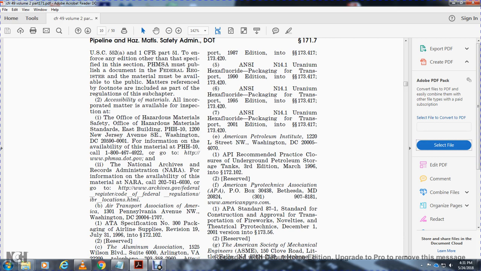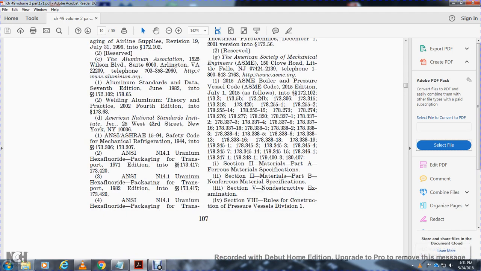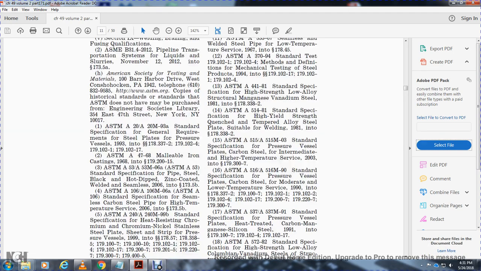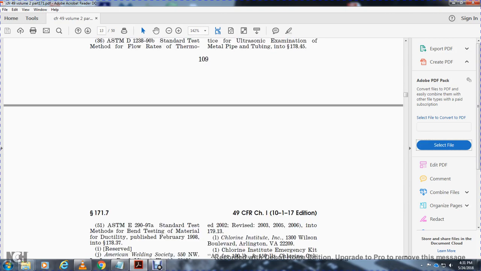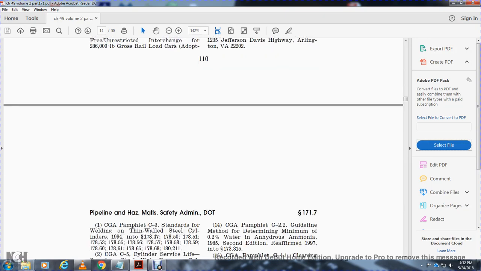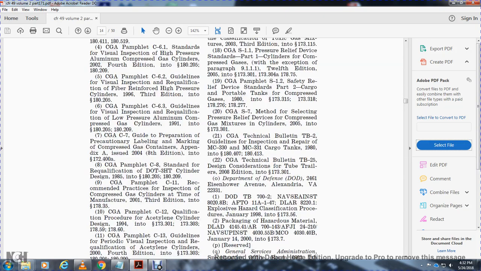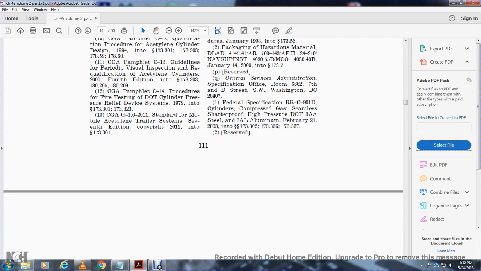20004-1707, ATA Specification Number 300, Packaging of Airline Supplies, Revision, July 31st, 1996, 171.2, and then it goes through a whole lot of them, and then it goes through a lot of references. You can check this out for yourself on gpo.gov.